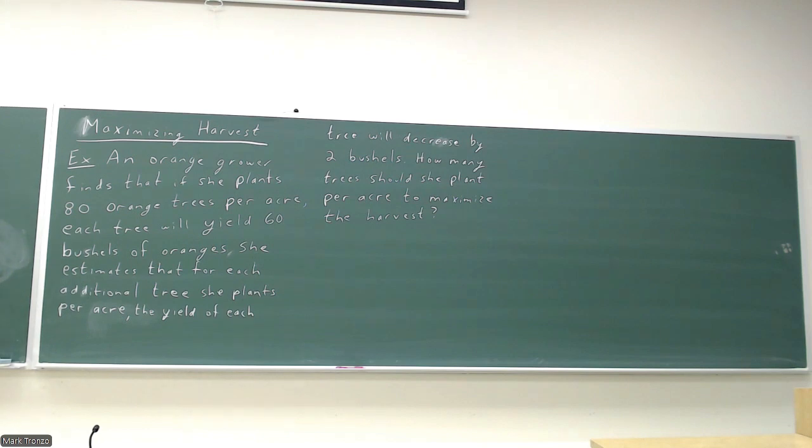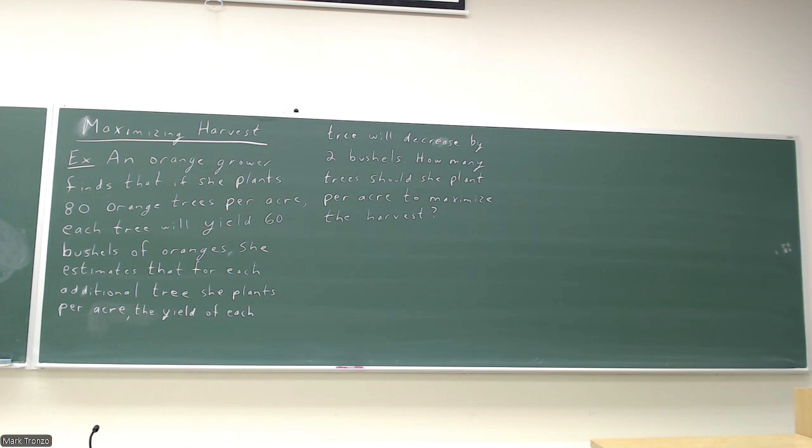Let's take a look at this problem, which is from a textbook. An orange grower finds that if she plants 80 orange trees per acre, each tree will yield 60 bushels of oranges. She estimates that for each additional tree she plants per acre, the yield of each tree will decrease by 2 bushels. How many trees should she plant per acre to maximize the harvest?